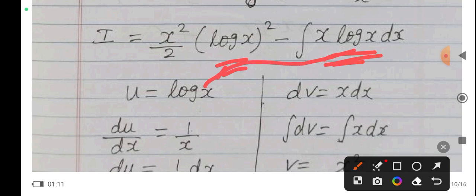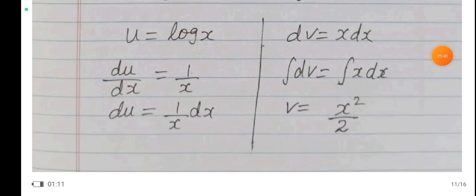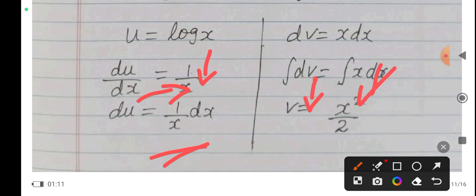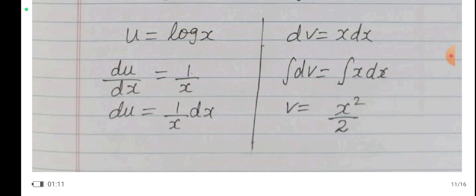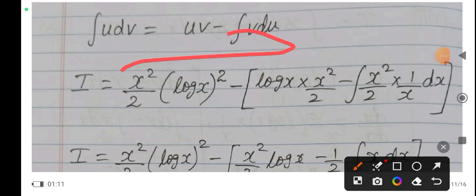U is log x, dv is x dx. So you have to do the log x differentiation, du by dx 1 by x, division dx goes its multiplication, 1 by x dx. Then integral dv, integral x dx. So integral dv is v, x integration is x square by 2. We all know integral u dv formula, uv minus integral v du. Then u as usual, x square by 2, then v is log x whole square minus integral.